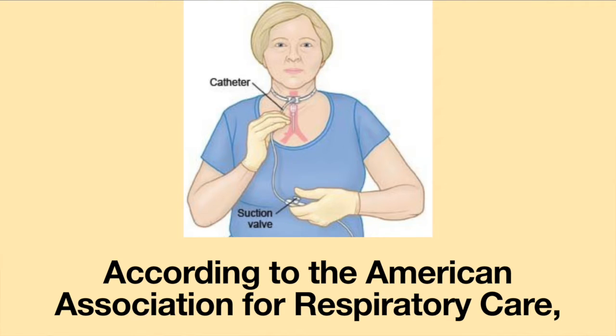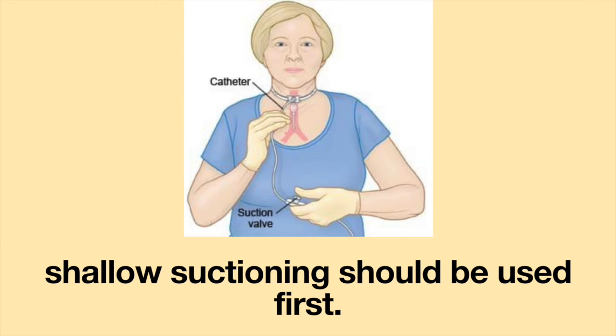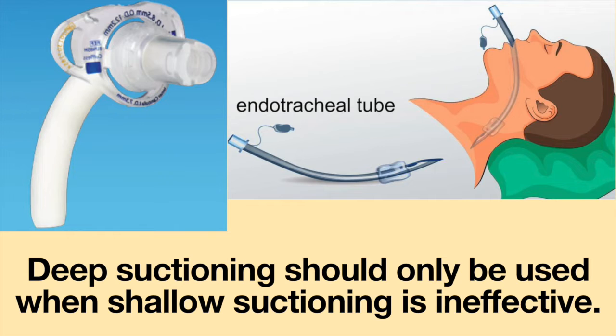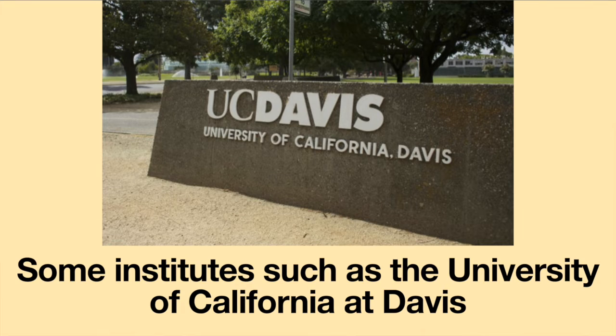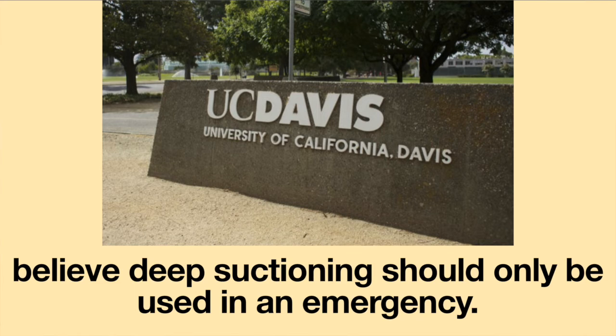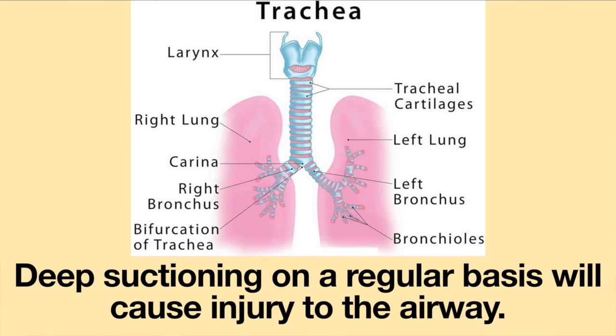According to the American Association for Respiratory Care, shallow suctioning should be used first. Deep suctioning should only be used when shallow suctioning is ineffective. Some institutes, such as the University of California at Davis, believe deep suctioning should only be used in an emergency. Deep suctioning on a regular basis will cause injury to the airway.